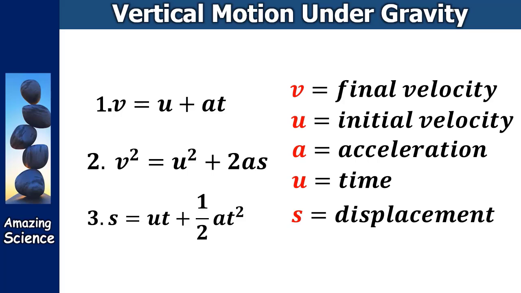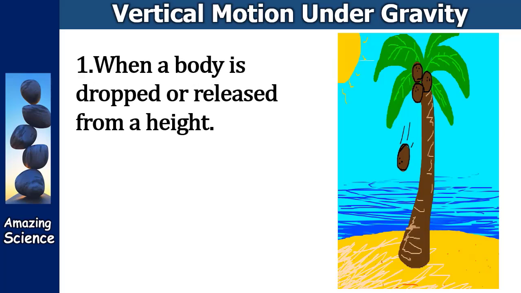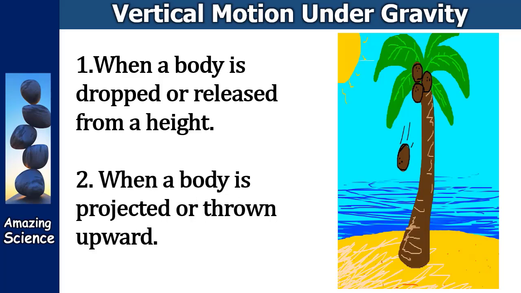In vertical motion under gravity, we are going to modify these equations a little bit to suit this particular concept. But before we get to that, let's consider the two main cases under vertical motion under gravity. Number 1, when a body is dropped or released from a height. Or number 2, when a body is projected or thrown vertically upwards. Both of them constitute vertical motion under gravity. Let's take the first one.